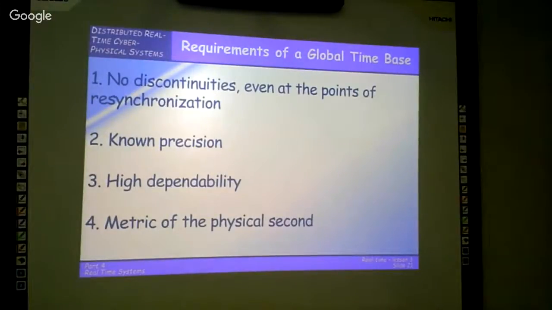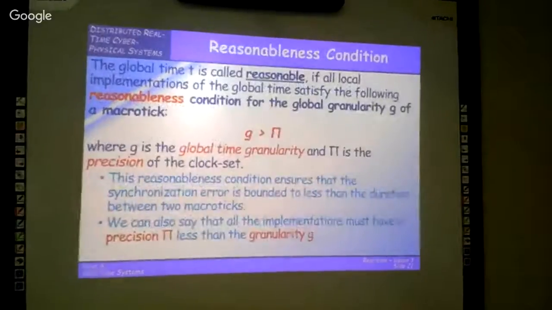Then I need to have known precision. I need to fix an epsilon, which is my precision, and this must be known. The guarantee that my clock is within this epsilon precision must be very high, 10 to the minus 9 or whatever, in the highest level of standard. And we have to have a metric of the physical second. So the metric of the physical second is Z, however we choose Z. And all these three properties are what we have to realize or implement by the clocks, which together then constitute the abstraction of a global time base.